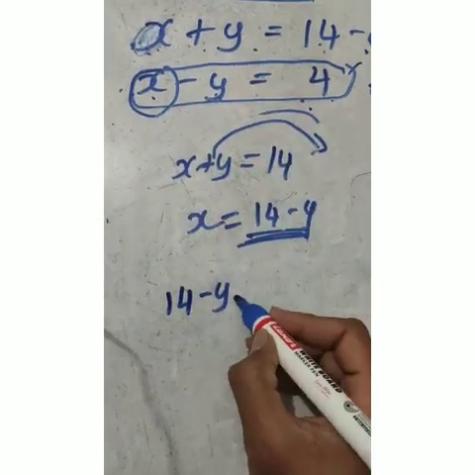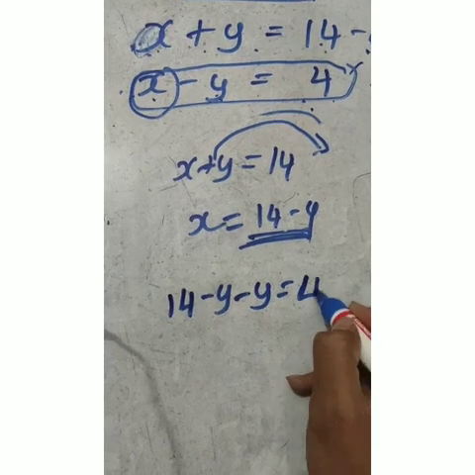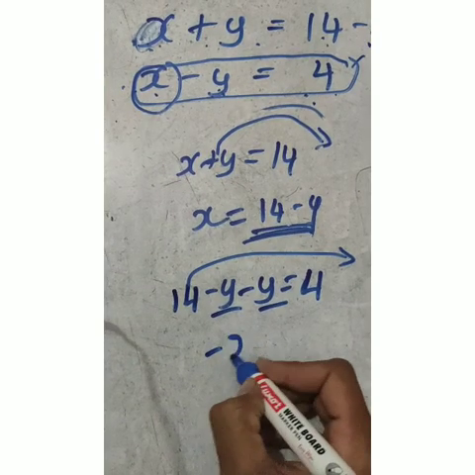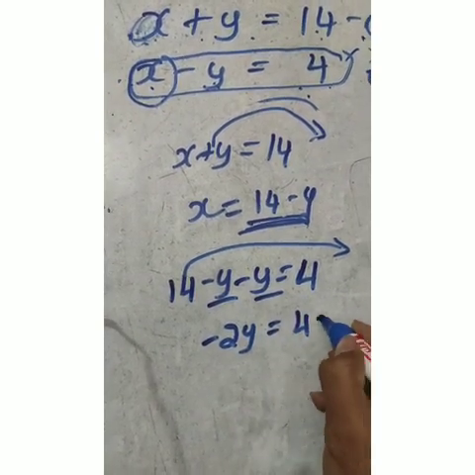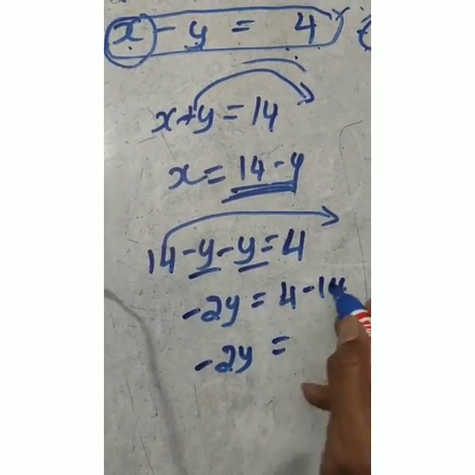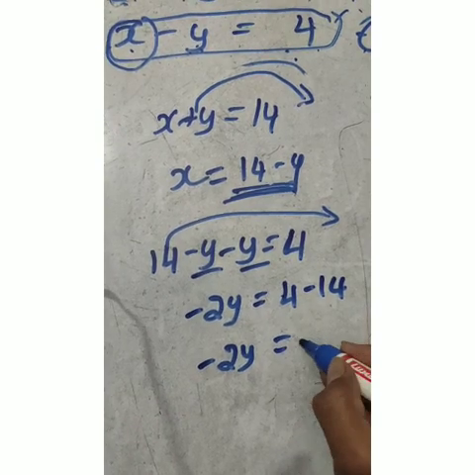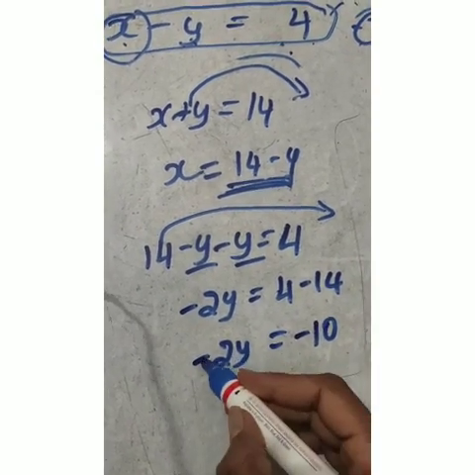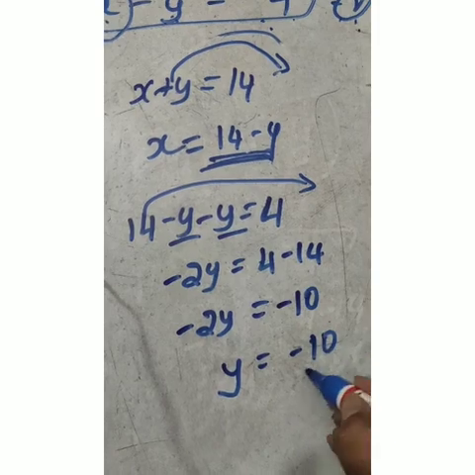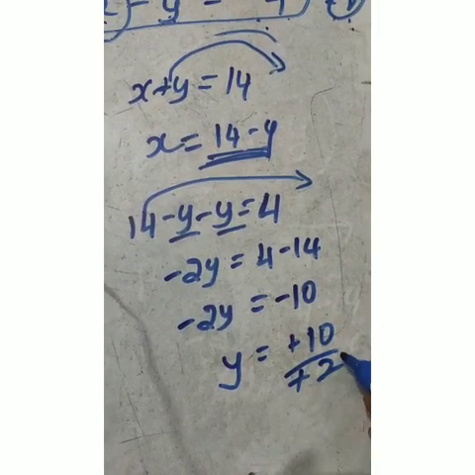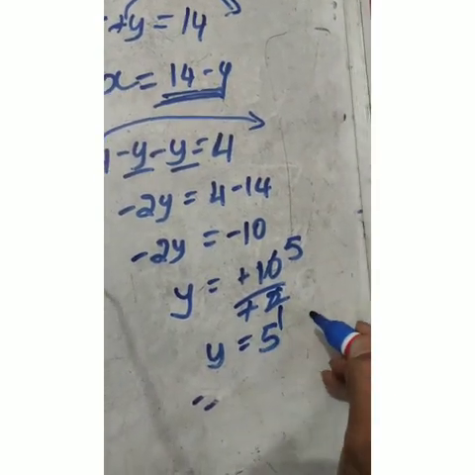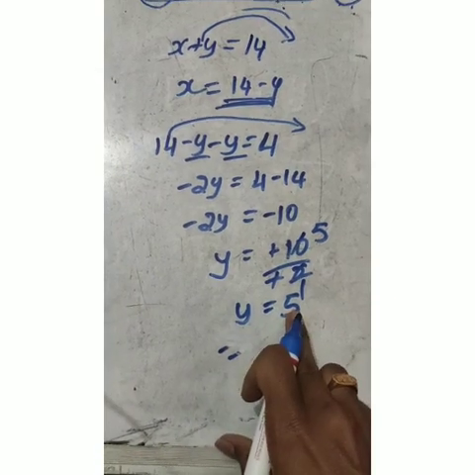Already minus y is there. You can write it as it is, equal to 4. Plus 14 comes to this side, it becomes minus. Minus y minus y means minus 2y, 4 minus 14. Unlike signs, we subtract and attach the negative sign. Minus 2y is equal to minus 10. y is equal to what? Minus 10 by minus 2. Minus minus gets cancelled. 2 fives are 10. y is equal to 5. The value of y is found out. y is equal to 5.